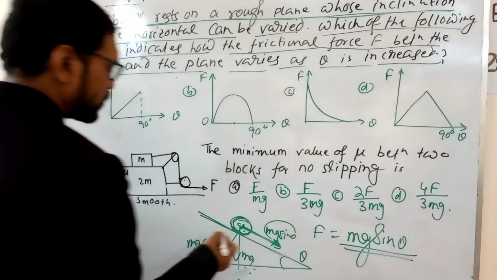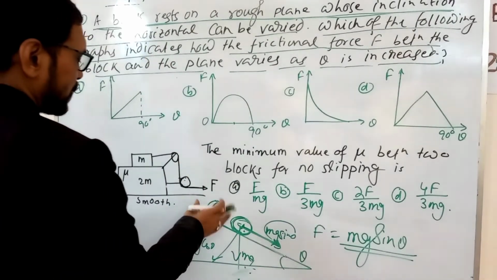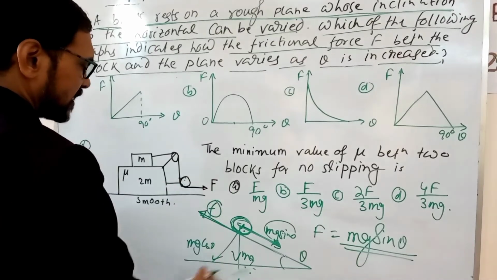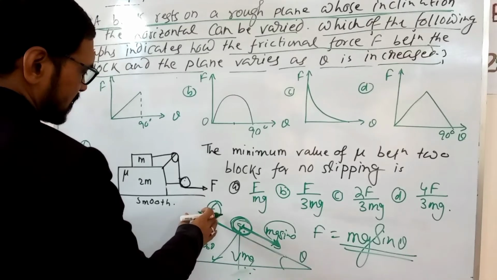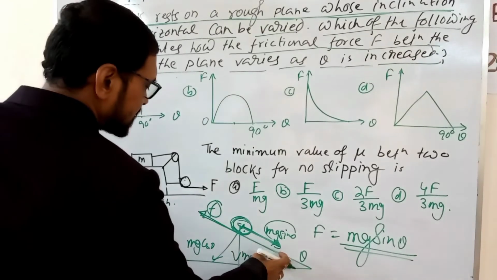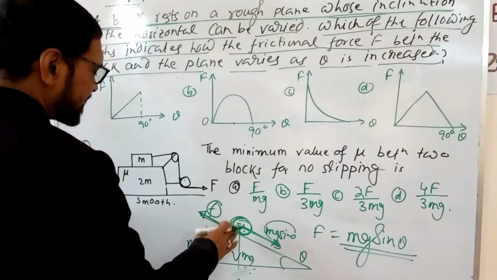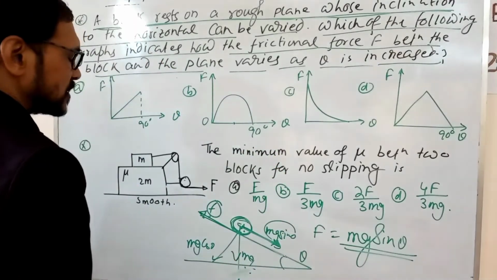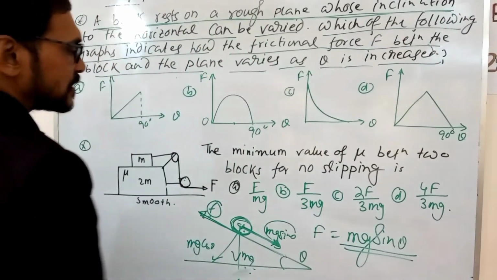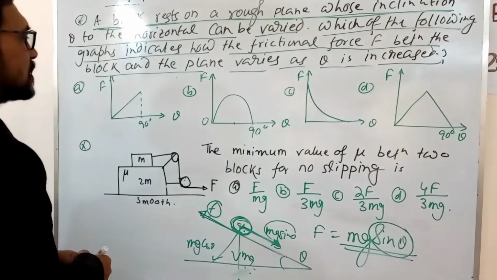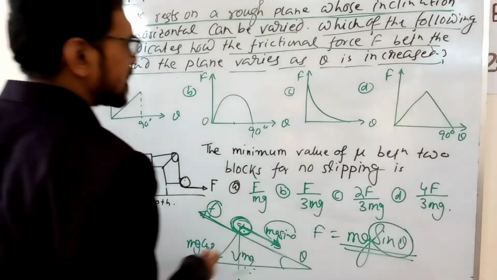So the frictional force acts in the opposite direction. When the body is at rest, suppose theta is low, the angle theta is very small, then the body is at rest. So when the body is at rest, the friction force is equal to the external force. The external force is mg sin theta, so frictional force equals mg sin theta. Now frictional force varies according to sin theta. What is the graph of sin theta? The sin theta graph is this.